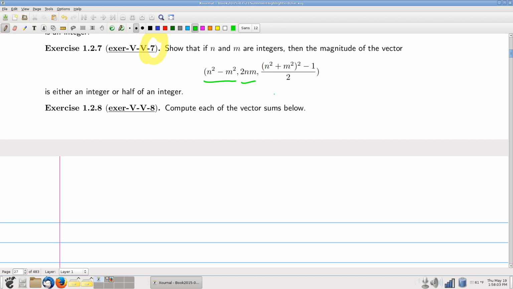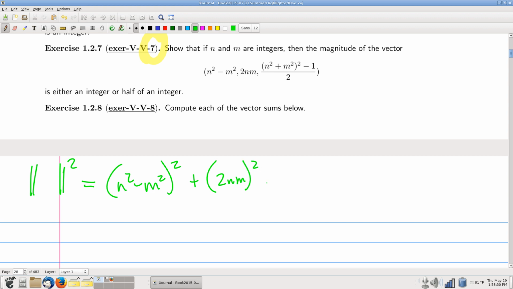Okay, so what I'm going to do is compute the square of the magnitude of this vector. The reason why is because I don't want to have to keep saying square root anymore. So we'll get to take the square root at the very end. So the magnitude squared is going to be that squared plus that squared, and then plus, well, this monster.